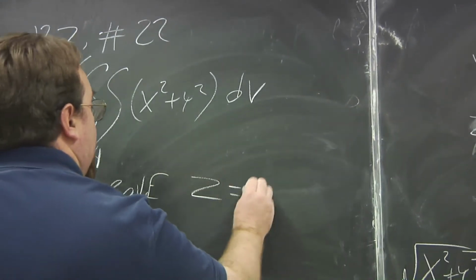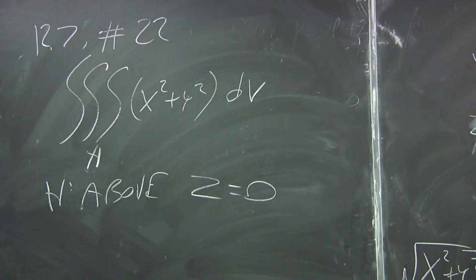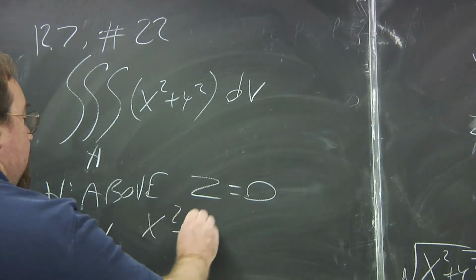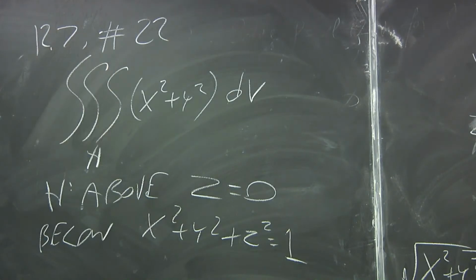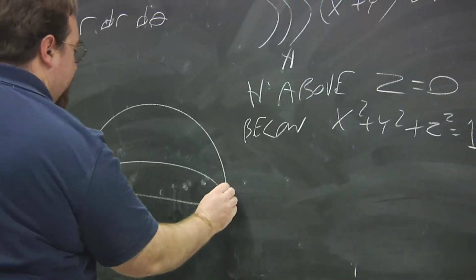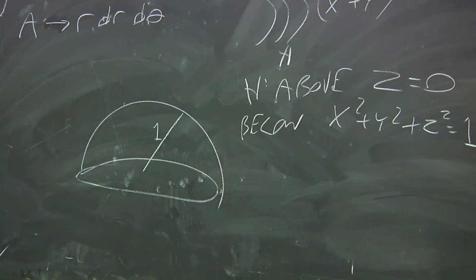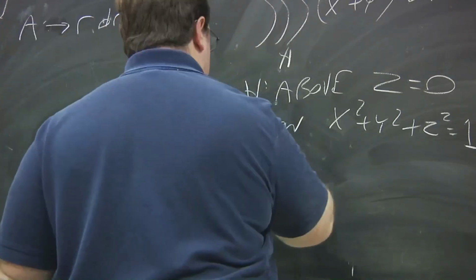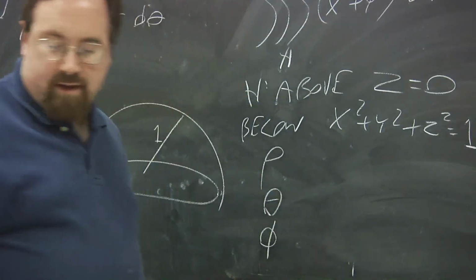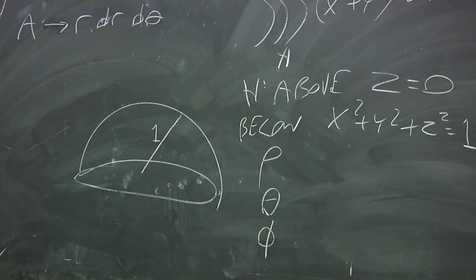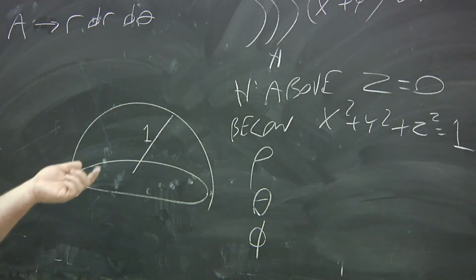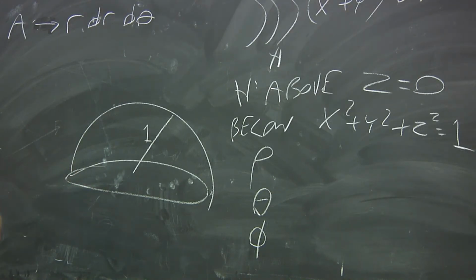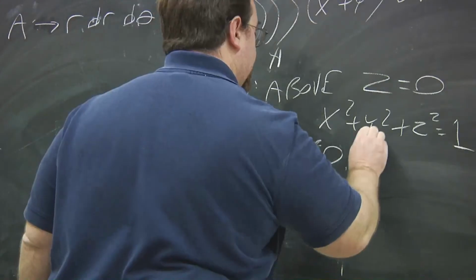So it's above the plane z equals 0, and it's below the unit sphere, centered at the origin, radius of 1. So basically we're just looking at a hemisphere, the upper half of this sphere, radius 1. So what we need to know is, what are the limits in terms of rho, theta, and phi? Rho first. What would rho extend from? You want to cover the whole inside of this, and rho is the distance from the origin. Yeah, it's going to extend from 0 to 1. So those are your limits in rho.